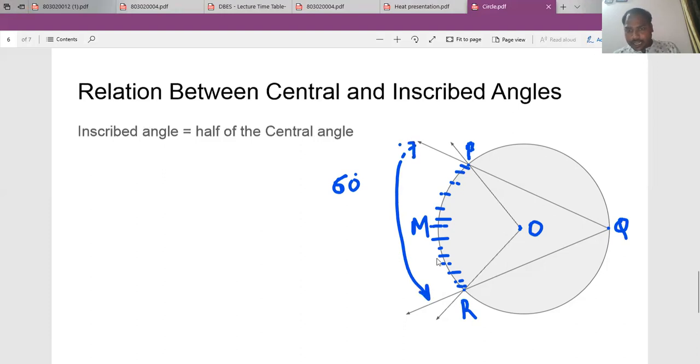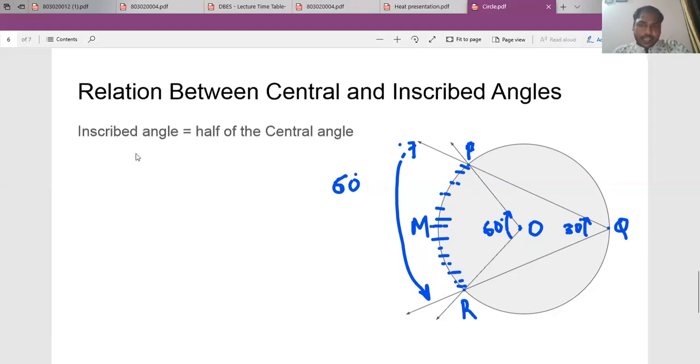You can say this arc is 60 degrees. As we know that the central angle is equal to the corresponding arc, this angle becomes 60 degrees. And we know that the inscribed angle is half of its corresponding arc, so this becomes 30 degrees. So we can write 30 degrees at this place. Okay, so very simple.